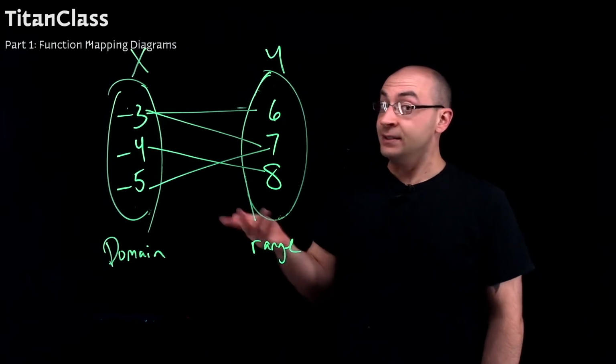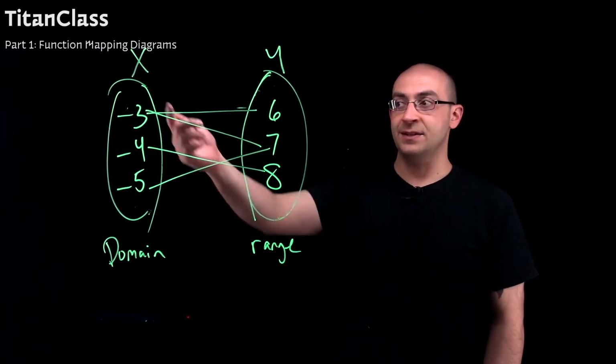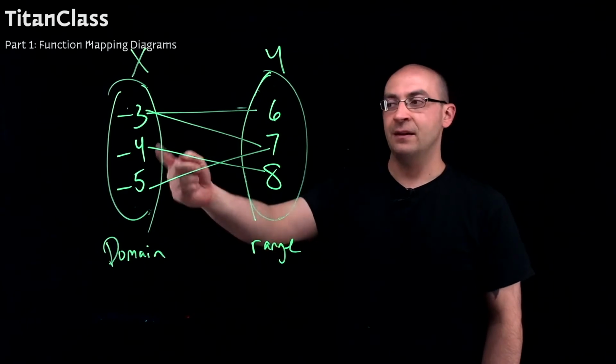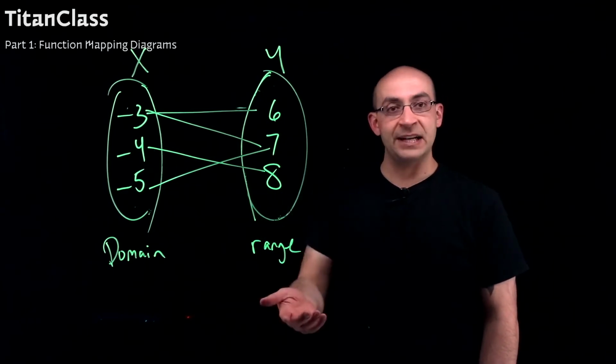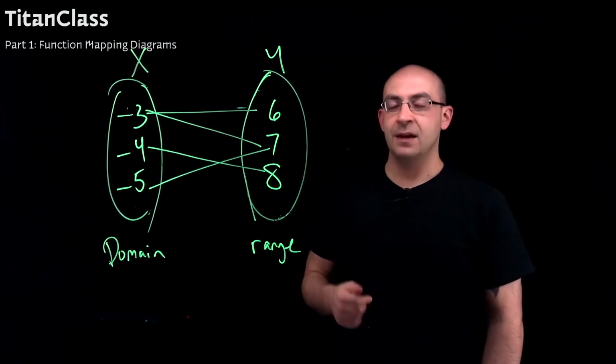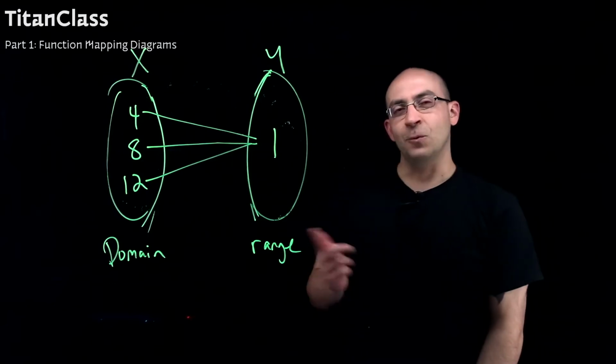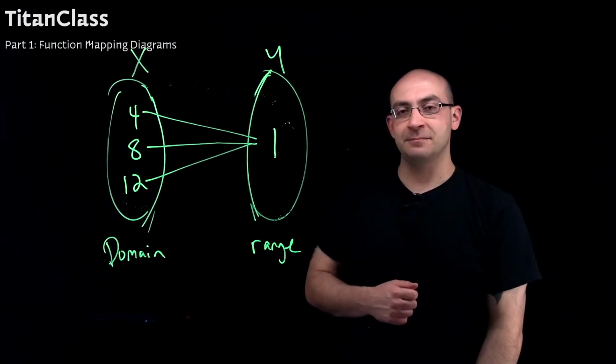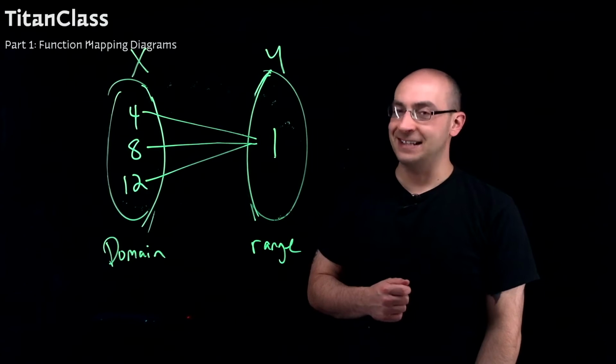Now, it still does have a domain, and the domain is -3. It would be twice though, -4 and -5. The range for this one would just be 6, 7, and 8, right? Let's try one more. What about this one? Is this a function? And the answer is yes, it is a function.